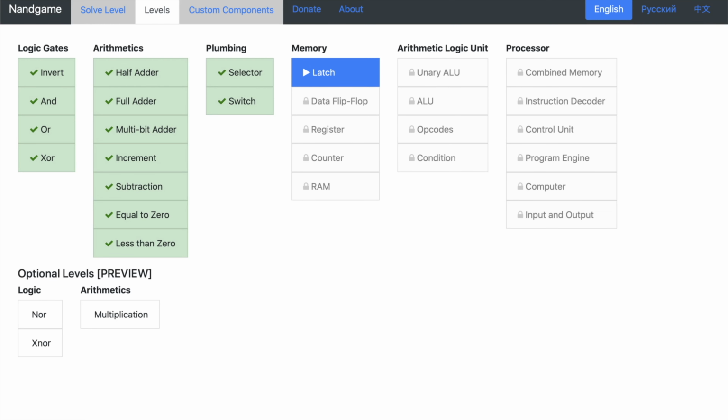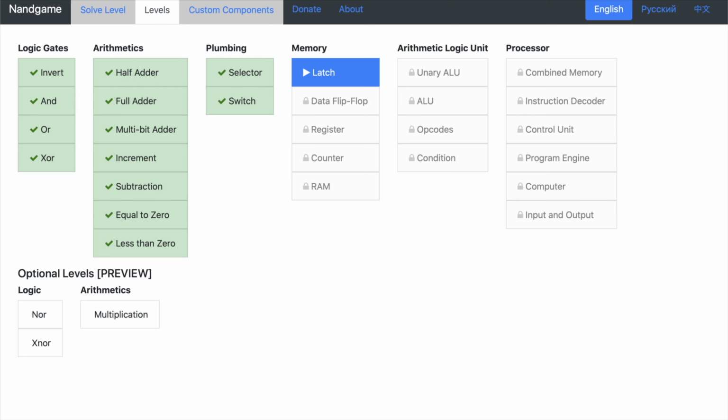We are playing Nand Game, which is a game that sort of goes through the Nand to Tetris course in a graphical fashion. It's at nandgame.com, and you can try it whenever you like. Last week, we built some logic gates, and we did some arithmetic combinatorial logic, and we built a mux and a demux. I'm going to continue to use my own terms for these things rather than theirs.